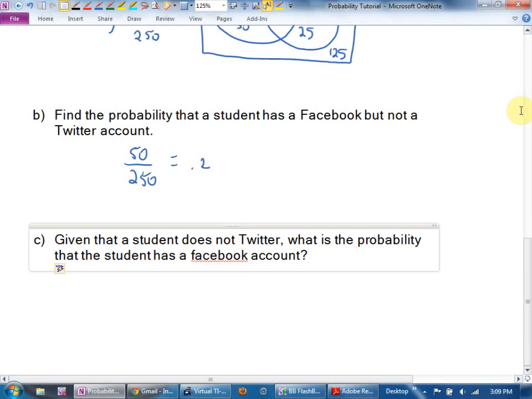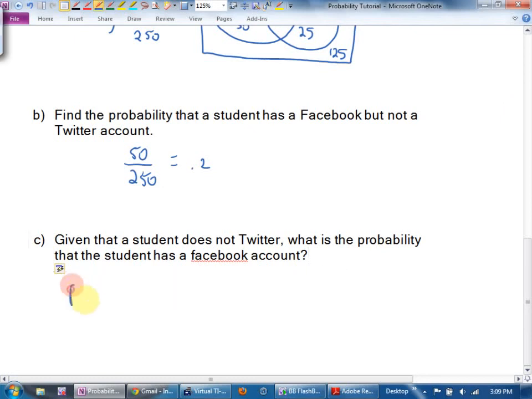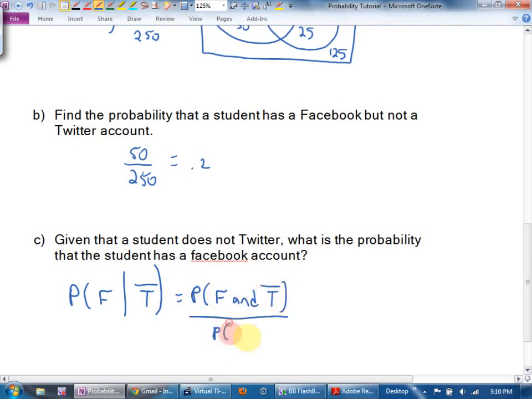Conditional, I said, here is where we use the formula. Now, I didn't put that in my earlier stuff. I meant to, and I got interrupted. The one time we use the formula is for conditional, but I gave you a way to memorize it. First, we got to translate it. What's the given? What have they told me? What do I know? Given not Twitter. That's going to go right there. Find what? Facebook. That's the translation into the symbols. And then I said, this is going to be the probability of Facebook and not Twitter, both, divided by the probability of not Twitter, the second one, the given one. It's both over the given one.